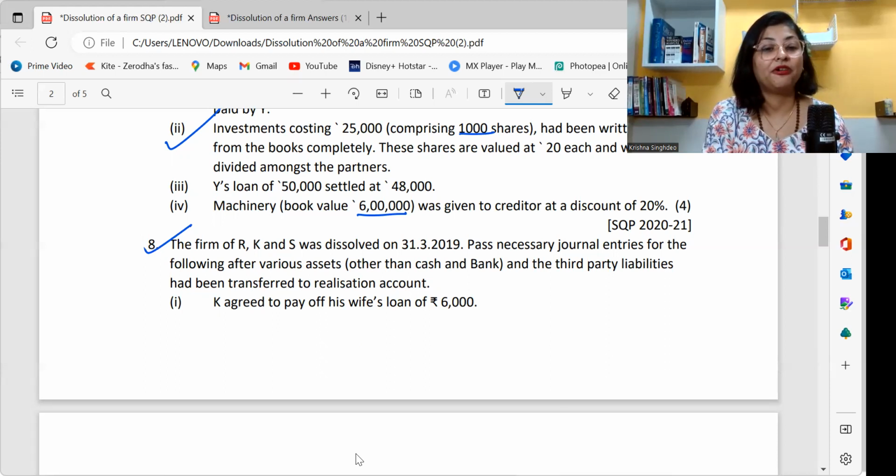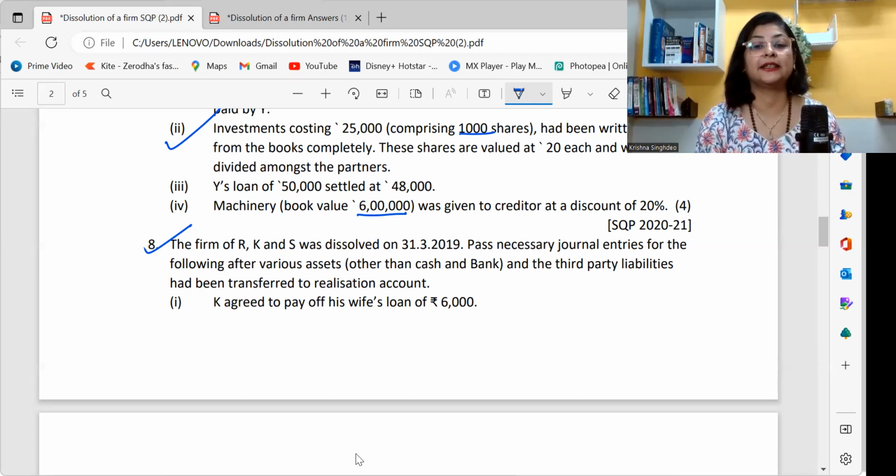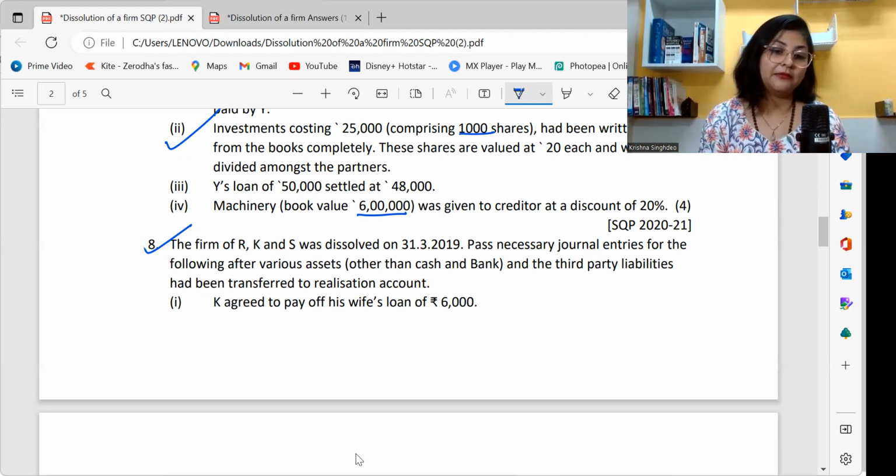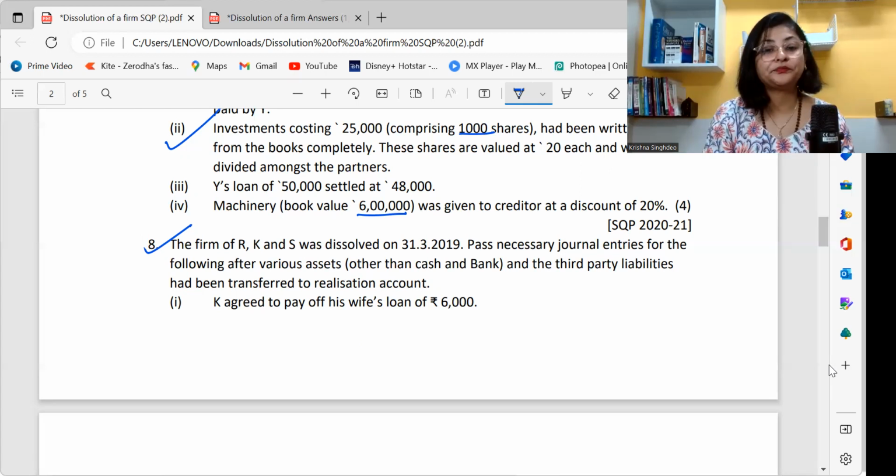Let's see this one. The firm of R, K and S was dissolved on 31st March 2019 and passed necessary journal entries in the following after various assets other than cash and bank and third party liabilities had been transferred to a realization account. So what are the entries over here, transactions over here? Let's see.